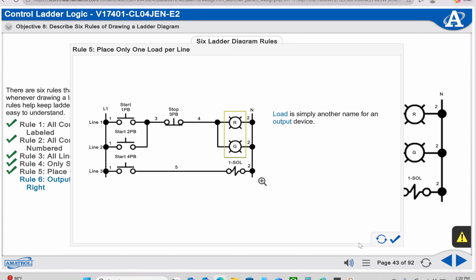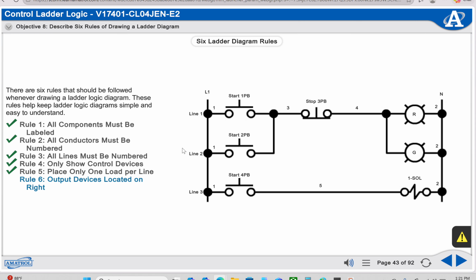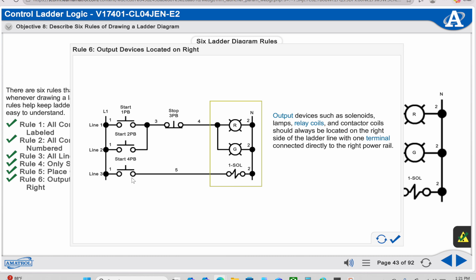Load is simply another name for an output device. Loads should always be wired in parallel on different lines, never in series on the same line. Output devices such as solenoids, lamps, relay coils, and contactor coils should always be located on the right side of the ladder line with one terminal connected directly to the right power rail.